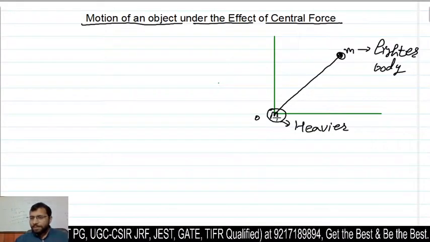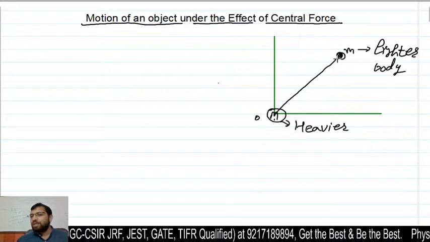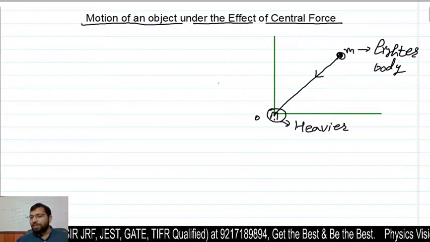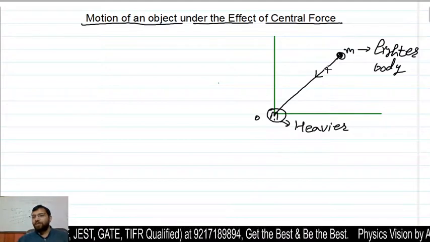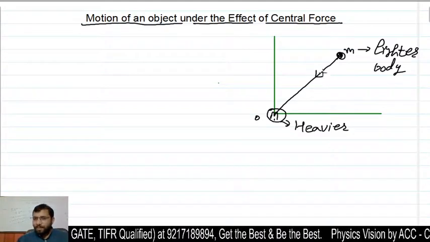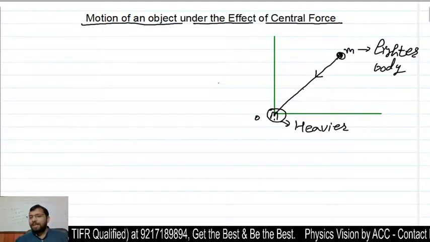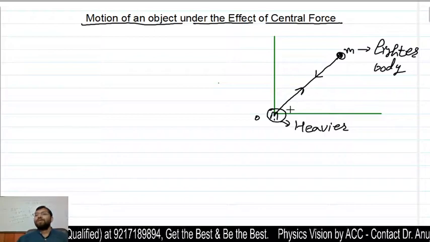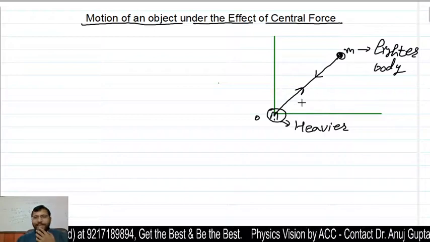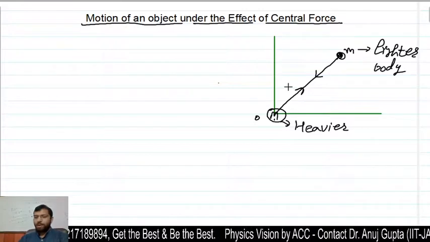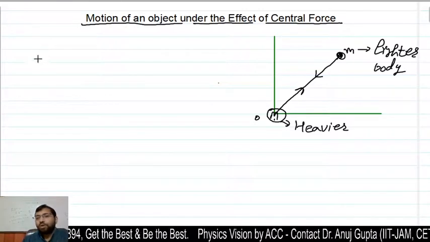Both the bodies attract each other with the gravitational pull. Okay. So capital M applies a force on small m in this direction and attracts it towards its center. Similarly, small m attracts the capital M towards its center. किसका इफेक्ट ज्यादा होगा, किसका नहीं, वो आपको मालूम है. But how to solve this problem?